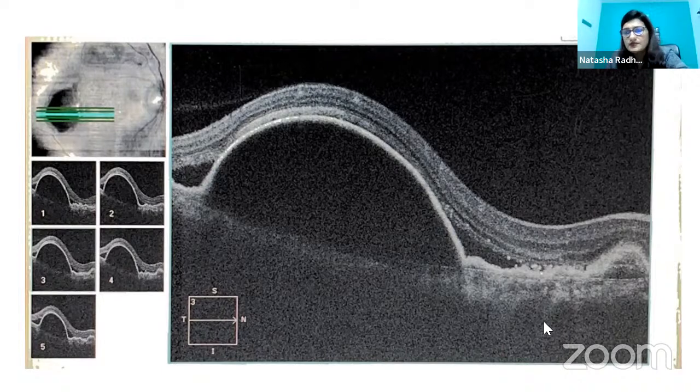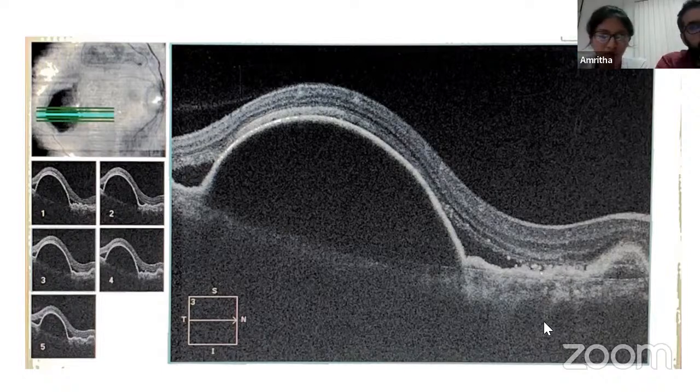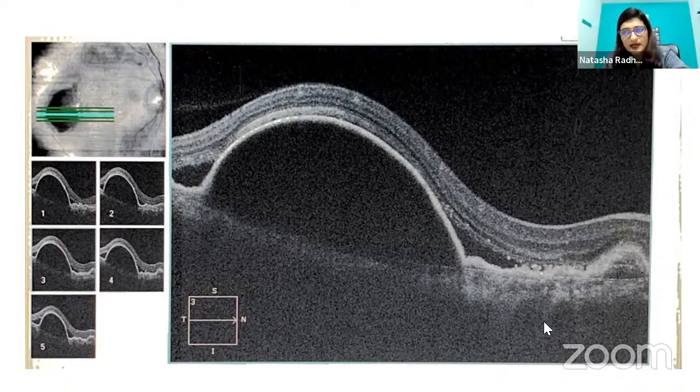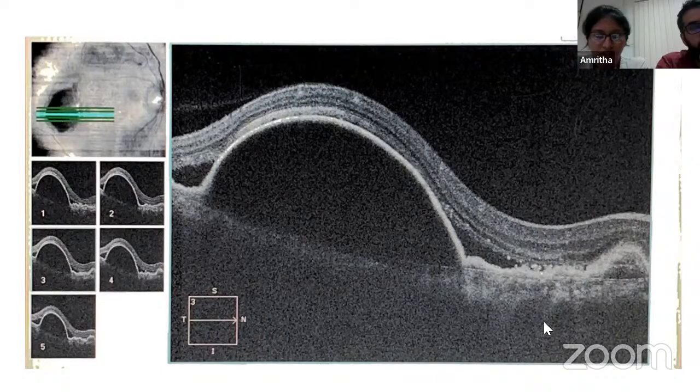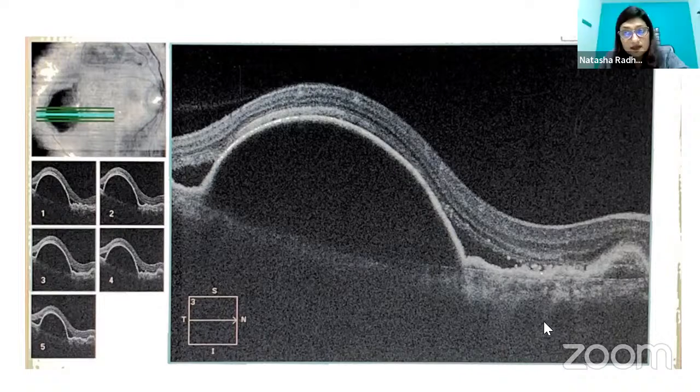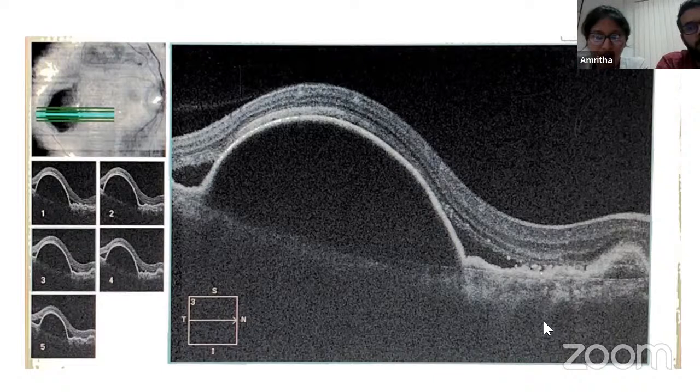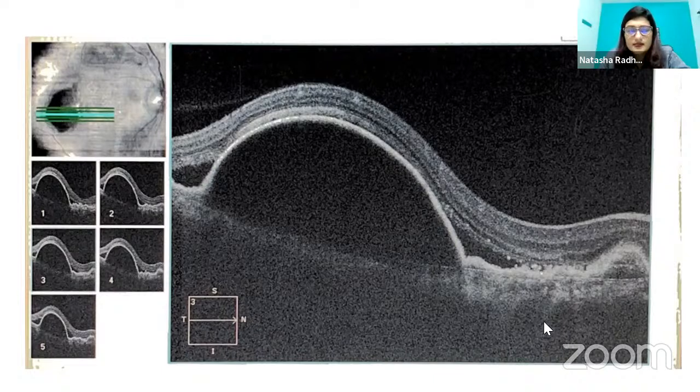So what other investigation will give us some information in this case? We need to do an ICG to look for a polyp. Why would you prefer an ICG over an FFA? Because choroidal structures we can better make out with ICG. Choroidal vasculature is better made out in ICG. Since it is a sub-RPE damage that we are looking at, it can be a polypoidal choroidal vasculopathy, or it can be a choroidal neovascular membrane that is under the RPE.